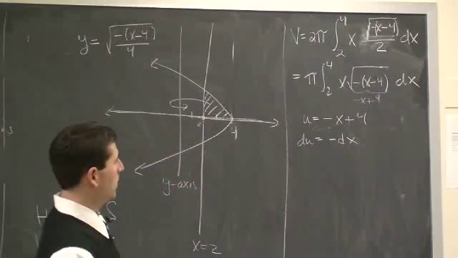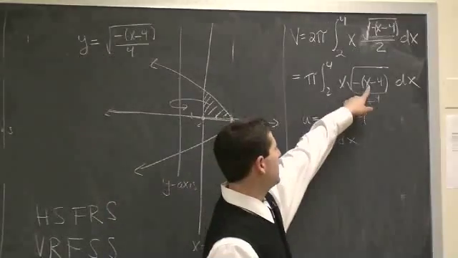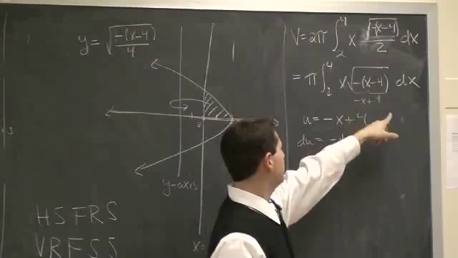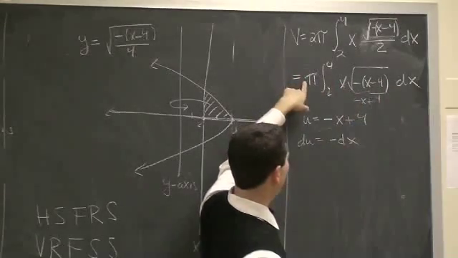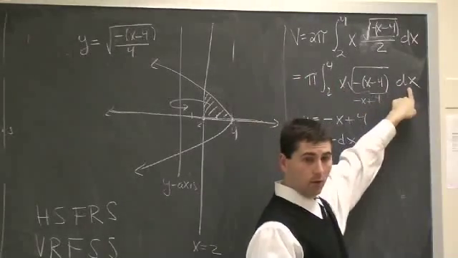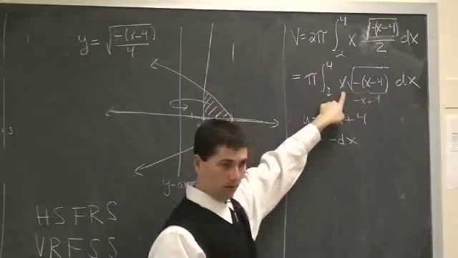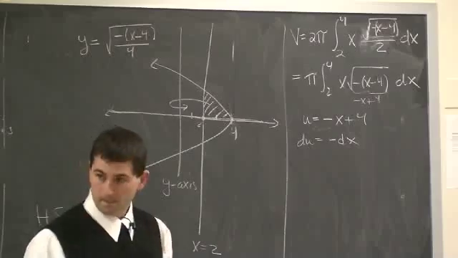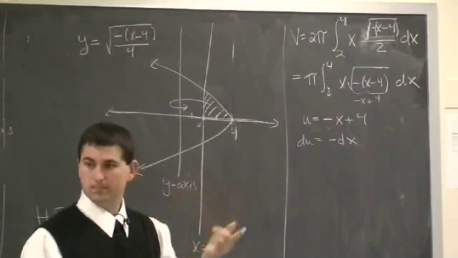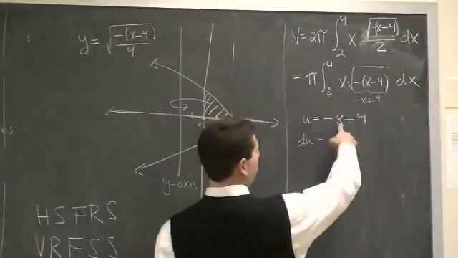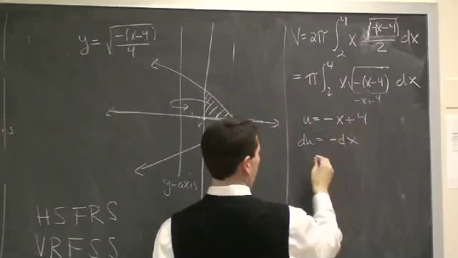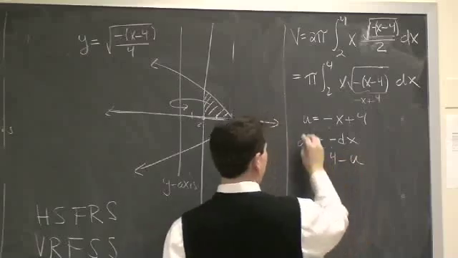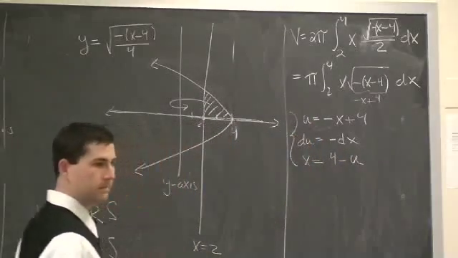Now, that'll be really nice here, right? You'll get a u to the 1/2 power, square root of u. You'll have to toss a minus out there, and then that'll turn into a du. But then you still got this x lying around. Okay, exactly right. We can solve this equation for x. And you'll get x equals 4 minus u.